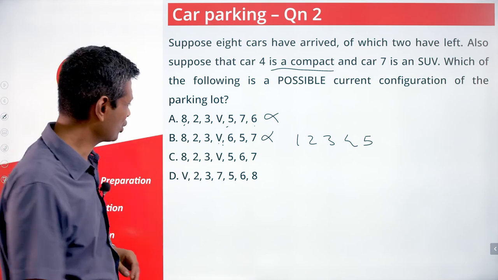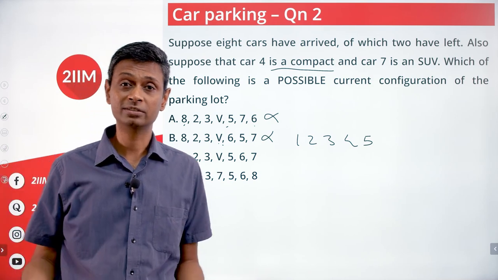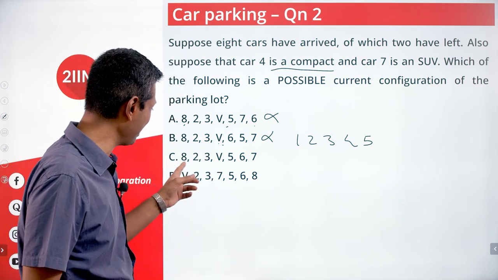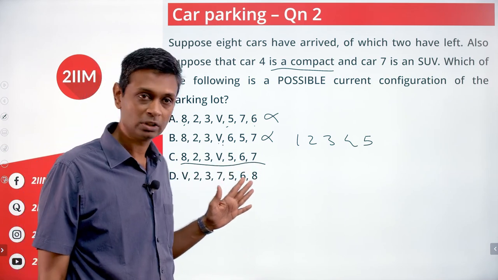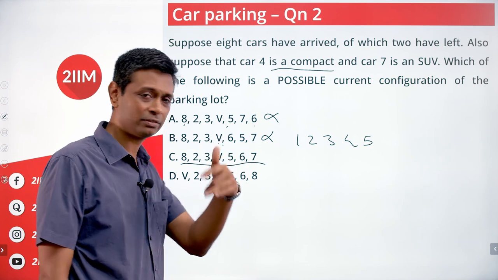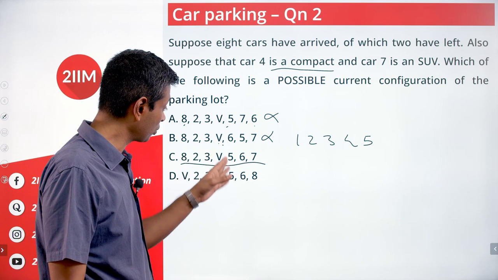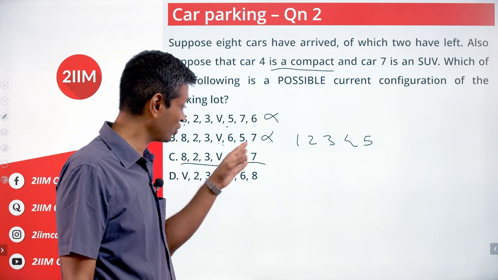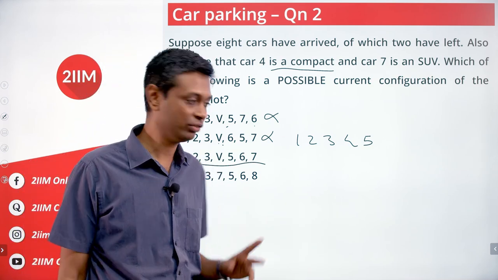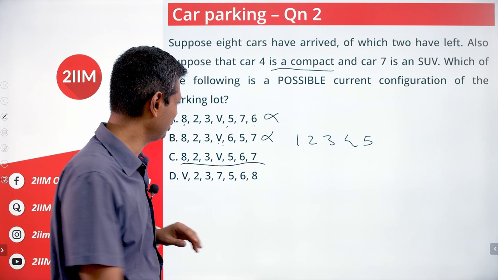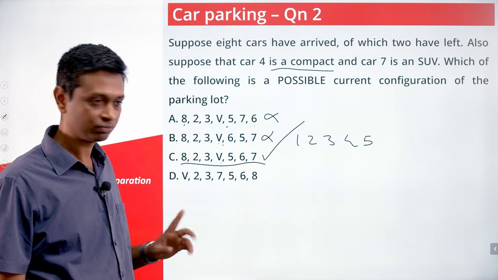823V567. This is just 1, 2, 3, 4, 5, 6, 7. First one replaced by 8. Fourth one just leaving. This is completely possible. This is a plain vanilla possibility. 1, 2, 3, 4, 5, 6, 7 come in. Somewhere along the line, 1 and 4 leave. Eighth one comes. So after 1, 2, 3, 4, 5 come in, 6 and 7 come in, 1 leaves, 8 comes and takes the place. Somewhere along the line in between, 4 leaves, 4 is empty. This is very simple. This is very much possible. I'm going to verify to see whether this is not possible as well.